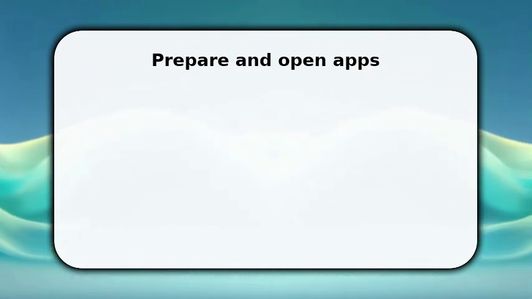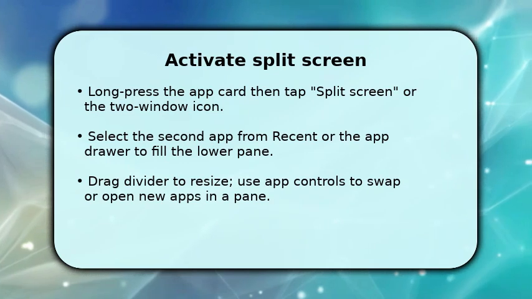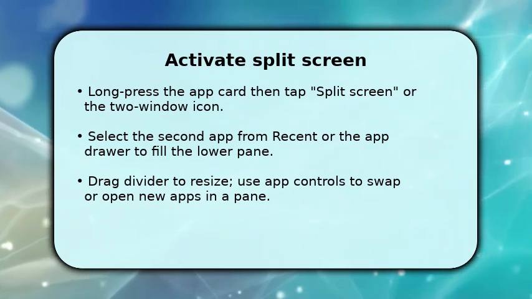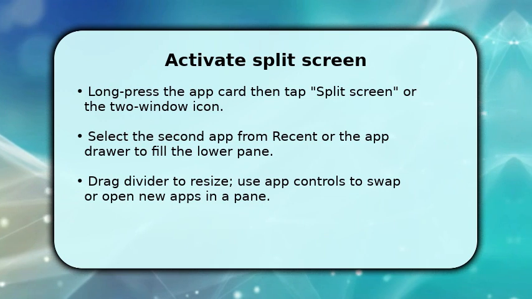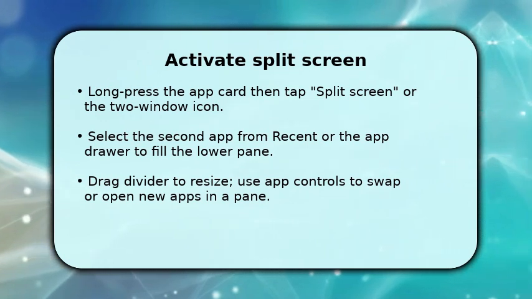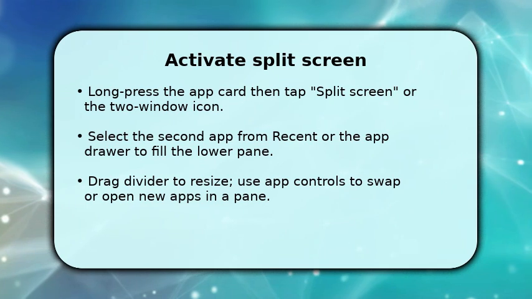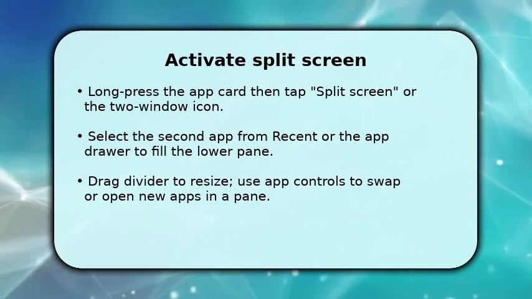Once you trigger split screen by long pressing the first app's card and selecting split screen, the top pane becomes fixed and the recent view appears for the second pane. Tap the second app to place it below or beside the first. You can also pull an app from the launcher into the empty pane.